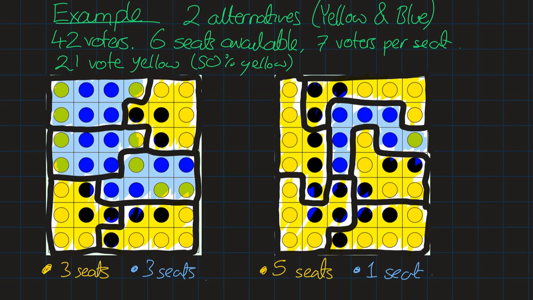Even though none of the voters have changed, all of the voters are exactly the same, and no single voter changed their vote, the only thing that's changed is how I draw the districts. But I've made it so that instead of having a 50-50 split, which is representative of how the voters voted, I now have a 5-1 split in the seats, which is very not representative of how the voters voted. And this is gerrymandering: the act of deliberately drawing these borders in a way to maximize some sort of personal preference.